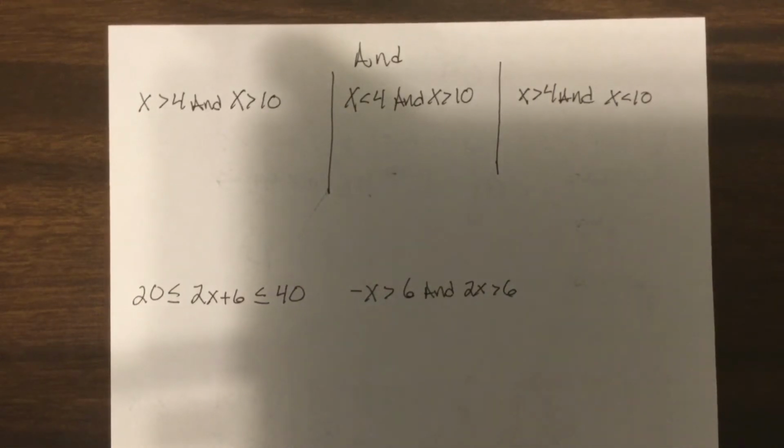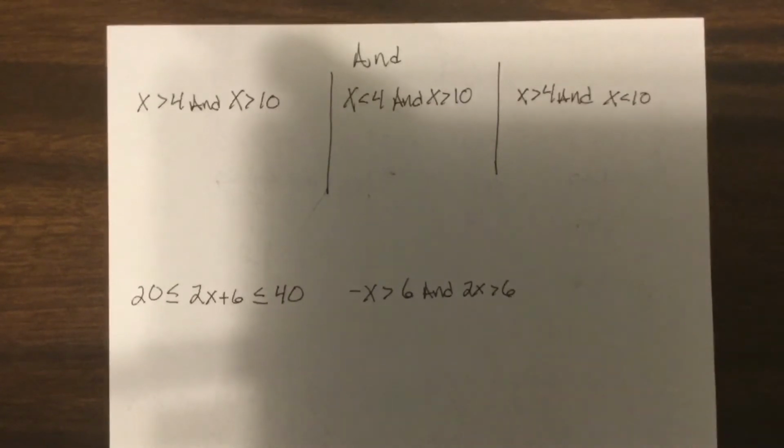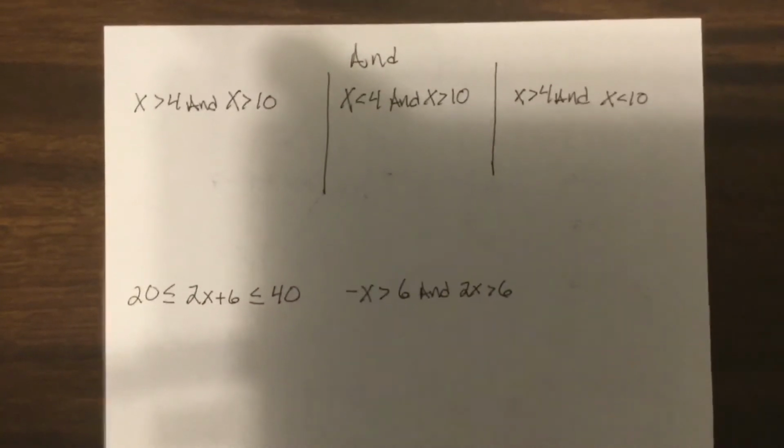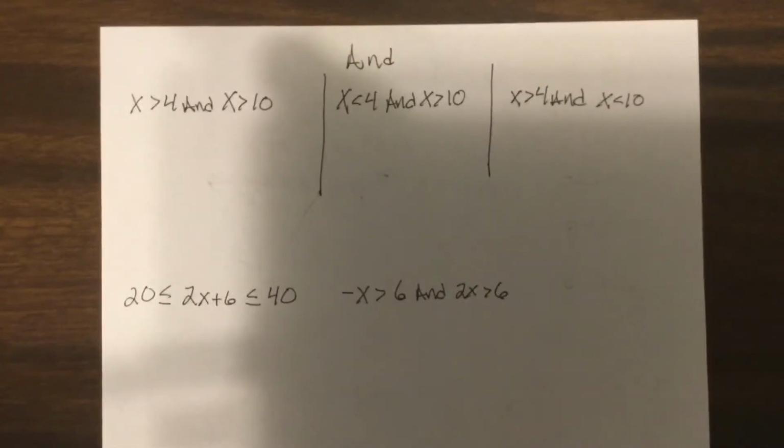Now, and is the second combined or compound, depending what book you use, inequality. Or says only one condition has to be true to meet the whole statement to be true. And says every condition in the statement has to be true. Every condition. So if you have three inequalities, all three are true or the statement is not true.